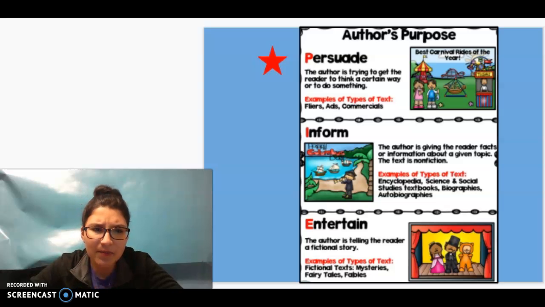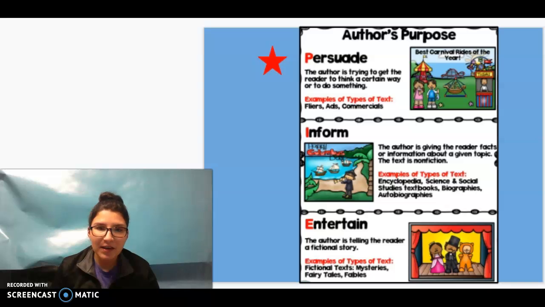All right, so persuade. What does persuade mean? Let's think back. What did we say yesterday? Persuade is when the author is trying to get the reader to think a certain way or to do something, right? So I like to think of persuading as when the author is trying to convince me or you, the reader, of something. We read a recycling book yesterday, and in that book, the author is using the character to try to persuade us, the reader, to recycle more, right?